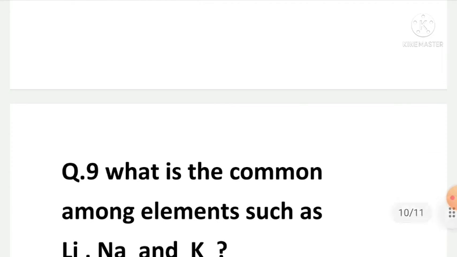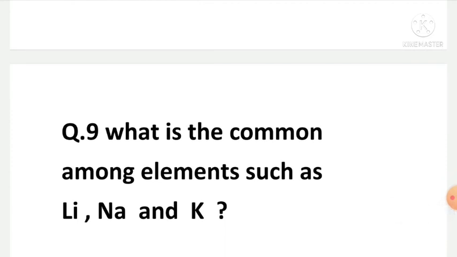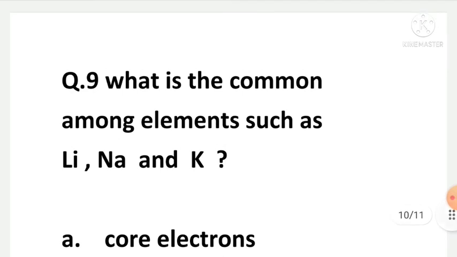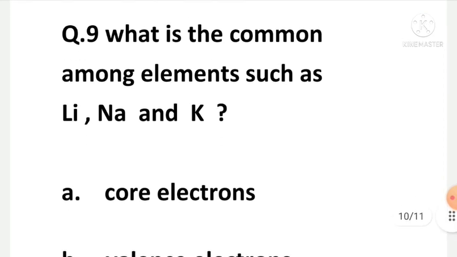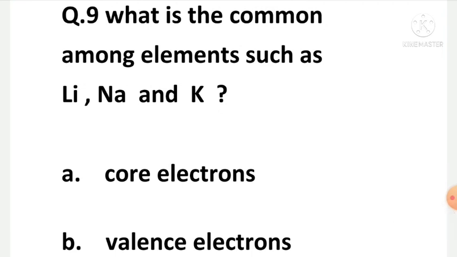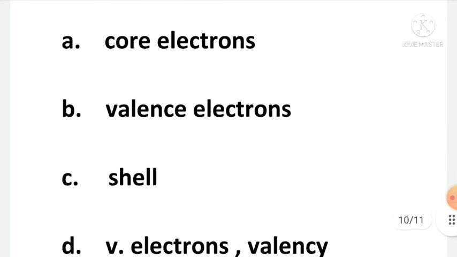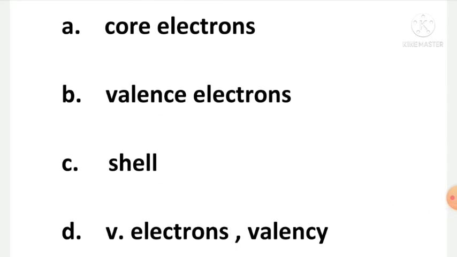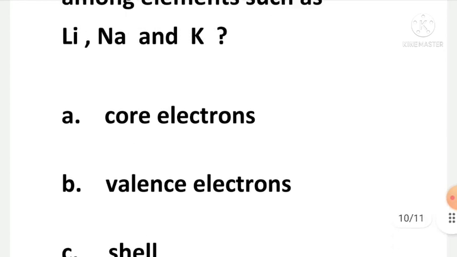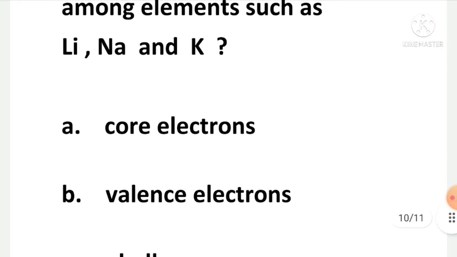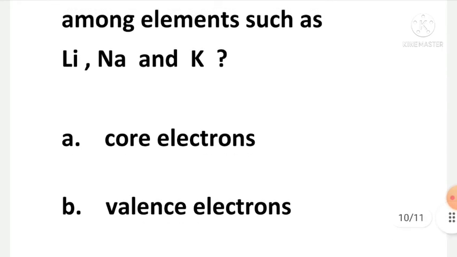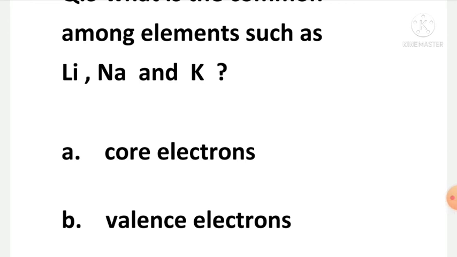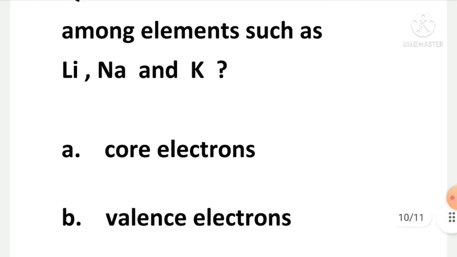What is common among the elements such as lithium, sodium and potassium? Here one thing is common among these given elements. Options: A. Core electrons, B. Valence electron, C. Shell, D. Valence electron and valency. Among the given options you have to choose the correct option for the given elements lithium, sodium and potassium. So you have to select the correct option.